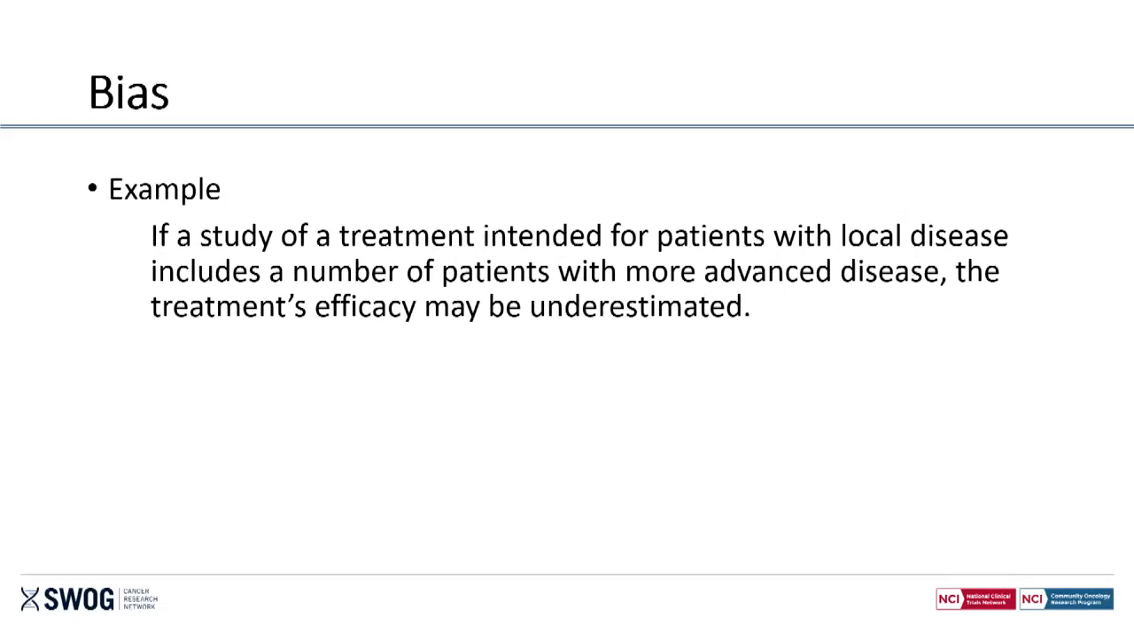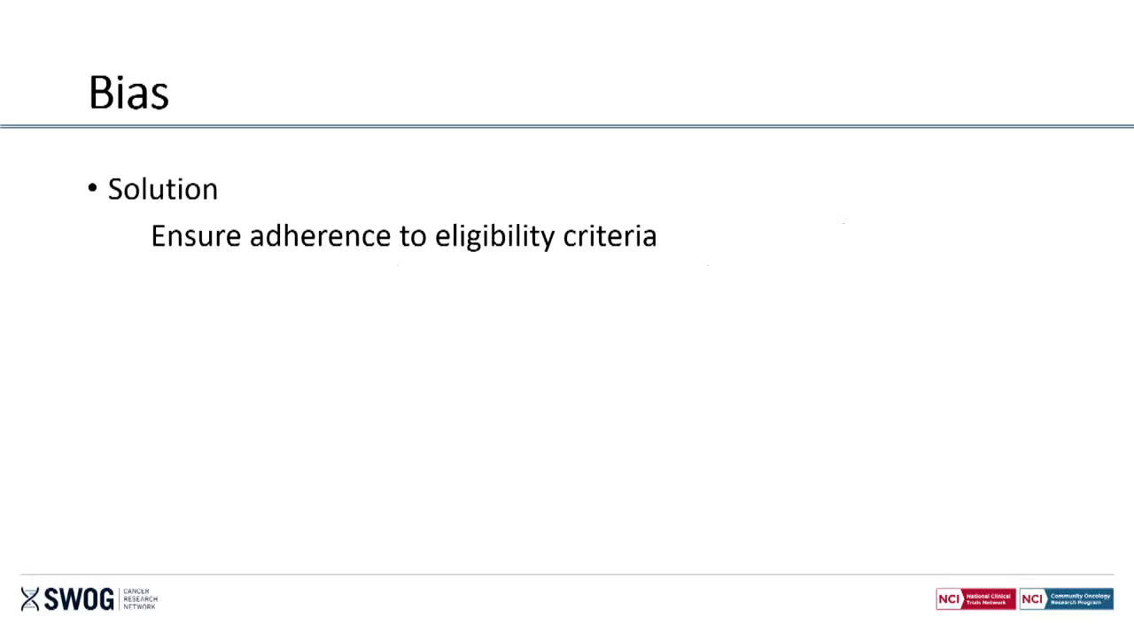So for instance, if a study intended for treatments with local disease only, but includes a number of patients with more advanced disease, and we're just trying to estimate what the outcomes are, that's going to be a biased answer if we're really interested in local patients. So if we include patients who really are not the ones we want to draw conclusions from, that can introduce bias in terms of our interpretation of the results. And so again, a solution is make sure we're adhering to eligibility criteria.